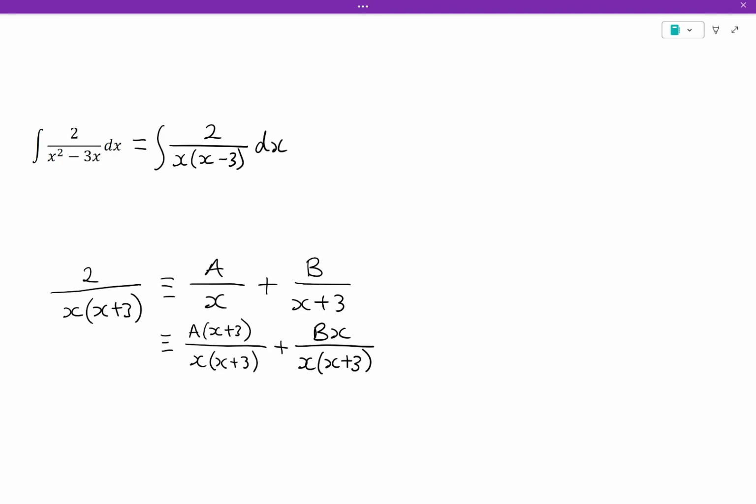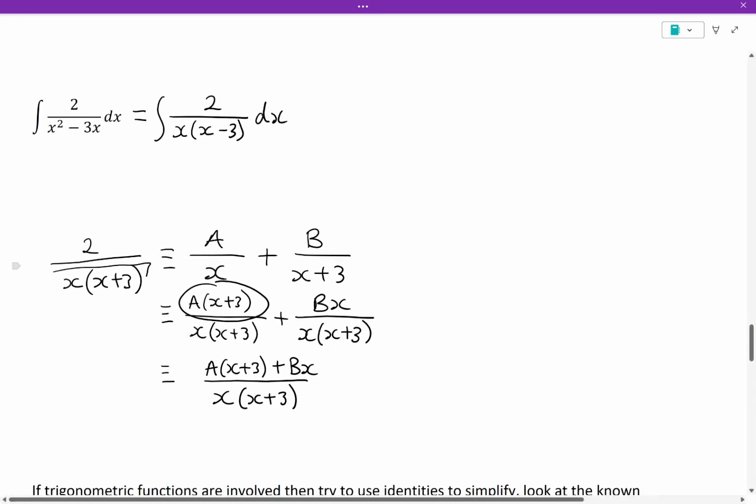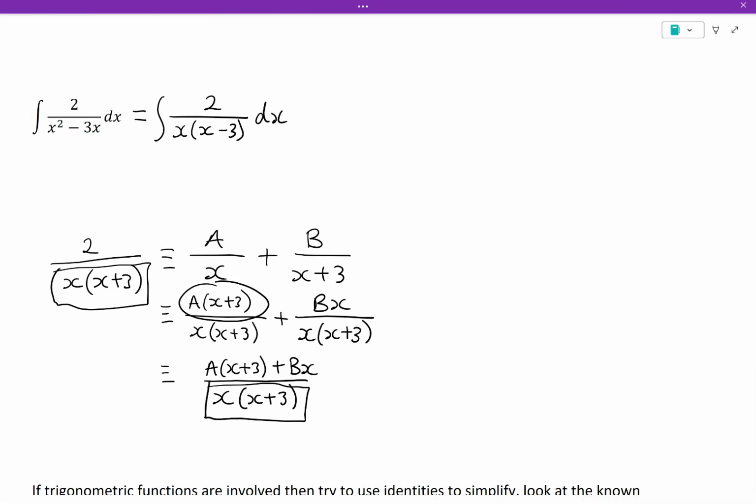Now we'd be able to raise this fraction over a single denominator of x times (x plus 3), and our numerator would be a times (x plus 3) plus bx. And the idea is, given that the denominator here is the same as the denominator here, we can equate the numerators if this is going to be identical. So we can do 2 is equal to this expression here.